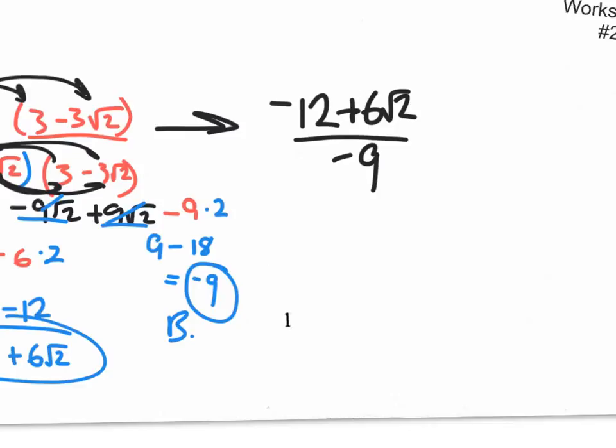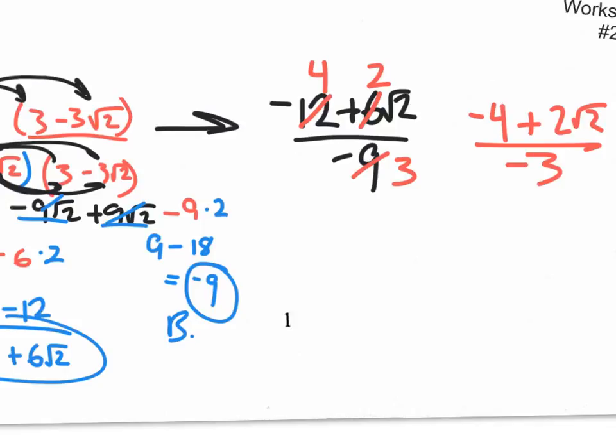Okay, so what could we do? We could reduce all of them by 3. So 12 divided by 3 will give you a 4. 6 divided by 3 will give you a 2. And 9 divided by 3 will give you a 3. So rewriting this whole thing, wow, I'm really not feeling good. Rewriting this whole thing, I'll get 4 plus 2 square root of 2 right here over 3, and it's still negative. Now that looks like a good answer, but we could clean it up even more.